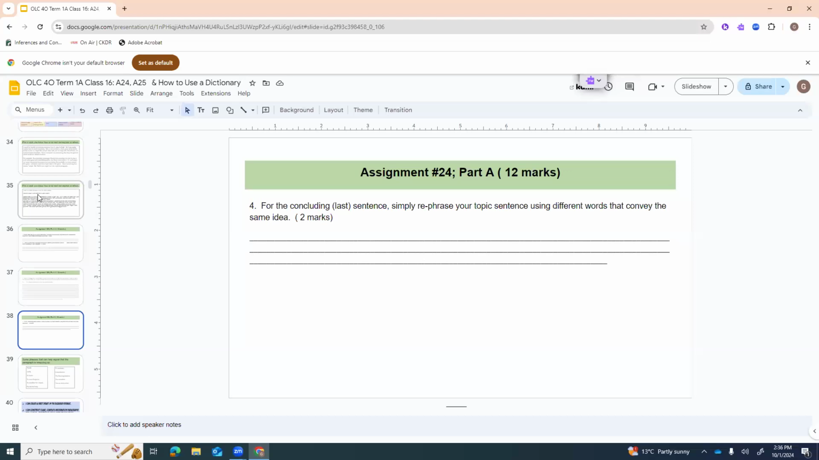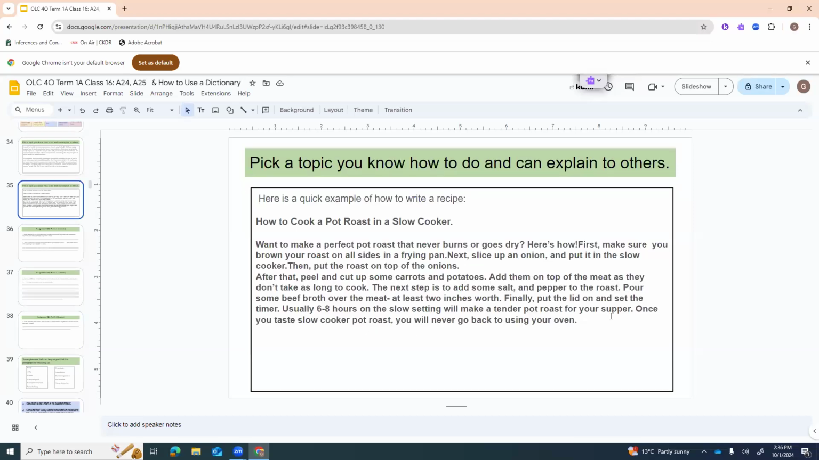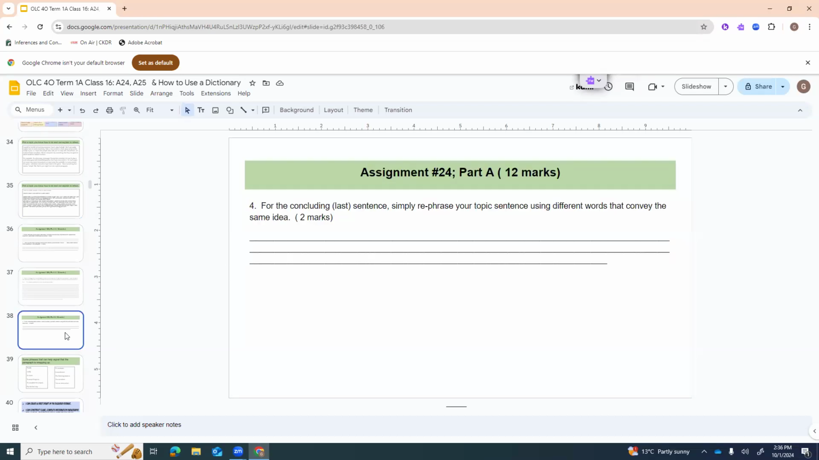And then finally, for the concluding or the last sentence, simply rephrase the topic sentence using different words that convey the same idea. So up here, I used once you taste your slow cooker pot roast, you'll never go back to using your oven. I could put something like, if you followed all these steps correctly, you too will have that perfect pot roast. It doesn't really matter. You don't want it to sound exactly the same as the first sentence because that's kind of boring, but you do kind of want to wrap it up. And this is sort of the traditional way that we wrap up these kind of paragraphs, okay? So those four sections are part A, and you get 12 marks for that.